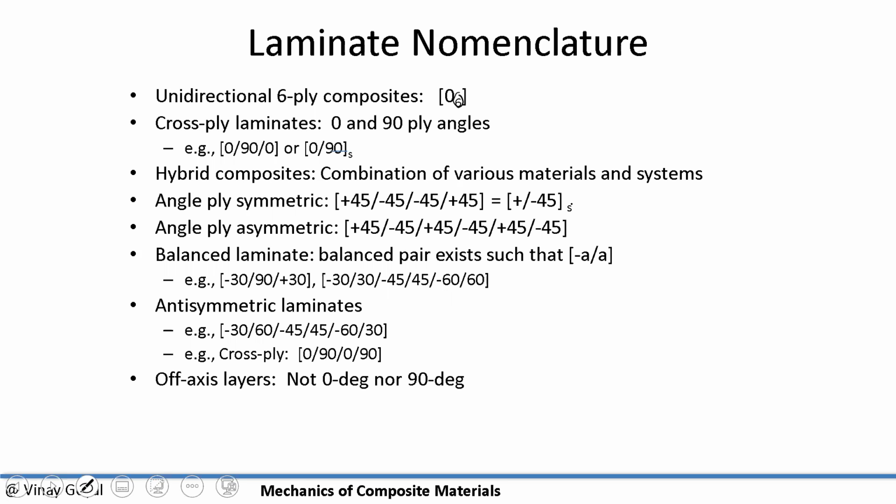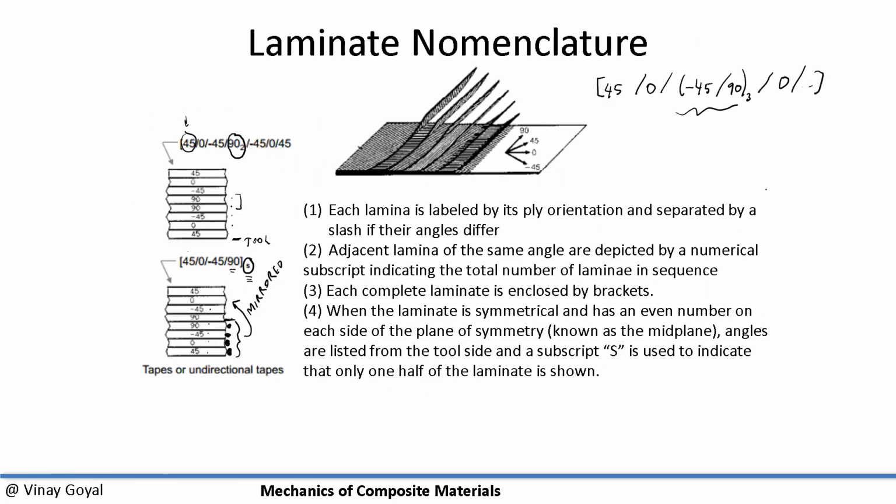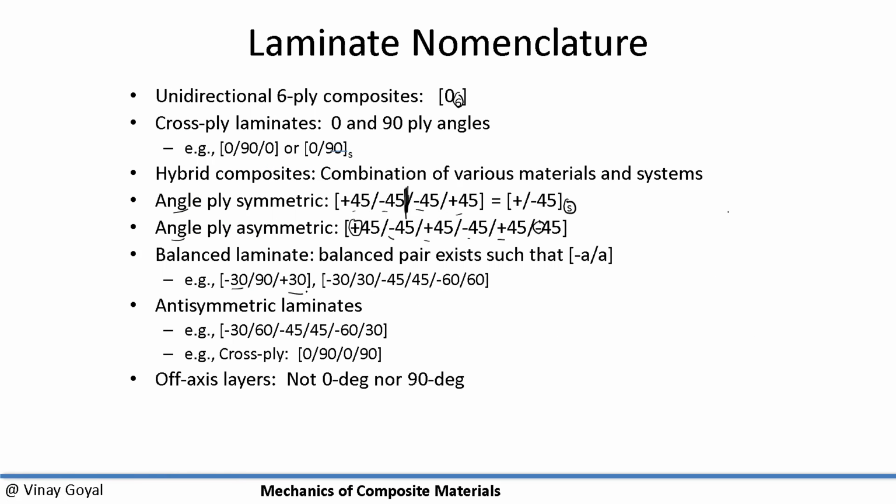And you can see symmetric here because about the mid surface, we have minus 45 mirroring about the mid surface. You can see that there. Angle ply asymmetric is a situation where if this is plus, this is minus, but it's matching. And the fact that it's 45 makes it angle. So anytime you see angle, that means 45s are involved. Balanced symmetric means balanced pairs exist anywhere in the ply sequence. So minus 30 is balanced with plus 30. Minus 45 is balanced with plus 45. Minus 60 is balanced with 60, and so forth.